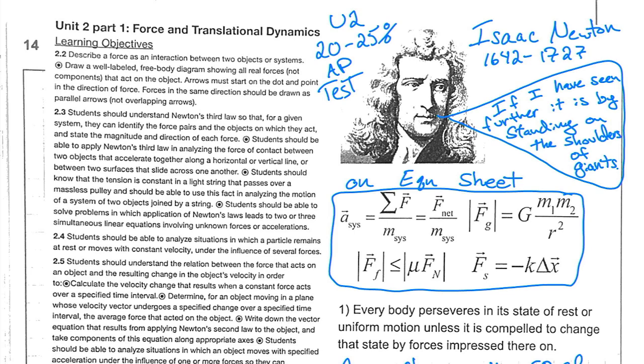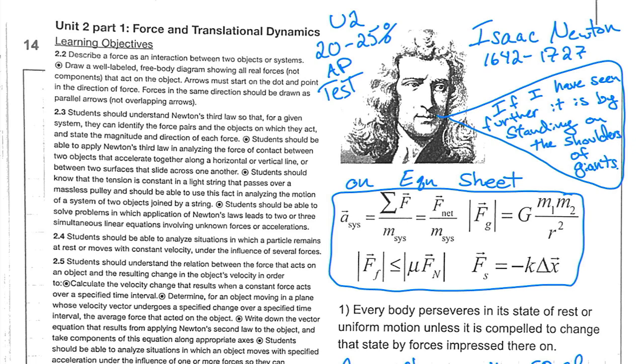This is Isaac Newton. He was born in 1642, died in 1727. A famous quote of his says, "If I have seen further, it is by standing on the shoulders of giants." And he was specifically referencing Kepler, Copernicus, and Galileo, because without their research and data, he would not have been able to see as far as he did, or to come up with the achievements and realizations that he was able to. These are the equations on the equation sheet that you'll get for the AP test.